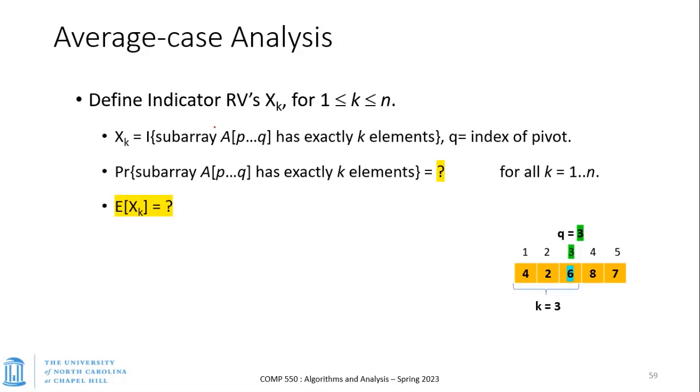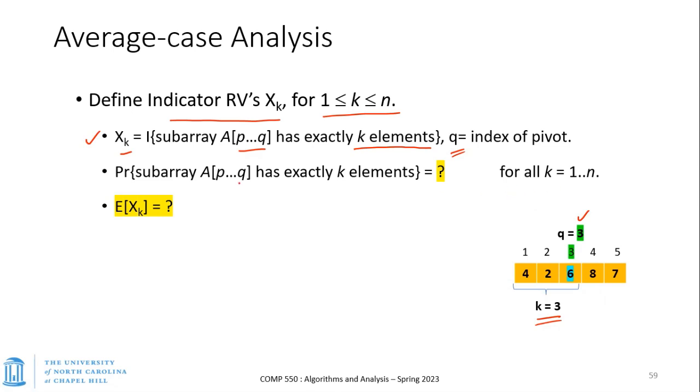So we're going to define an indicator random variable, x sub k, for k between 1 and n. You have an array going from a particular size, let's say from p to q. And we're saying that x sub k is the indicator random variable that p through q has exactly k elements. So in this particular case, we're essentially saying that you select a certain pivot. The example was q was 3, which was the pivot, and we're defining the indicator random variable x sub k that the left side, including the pivot, has exactly k elements.